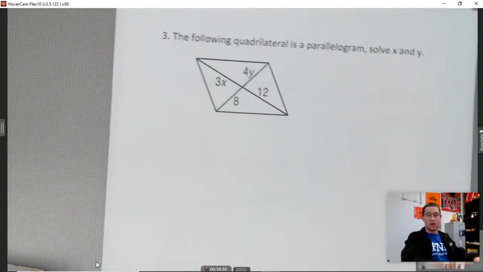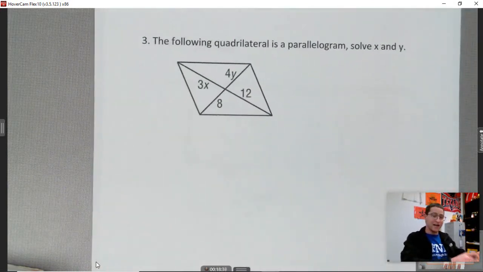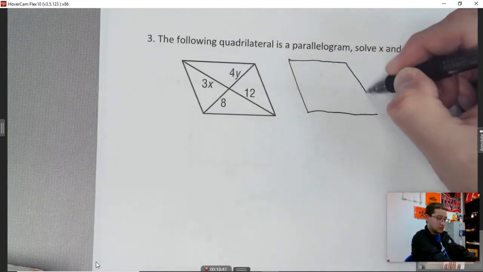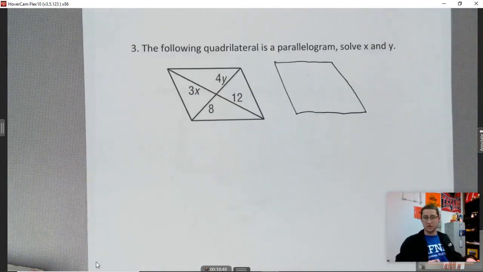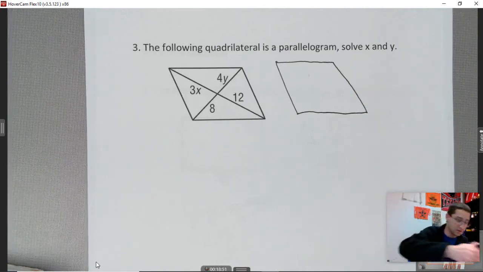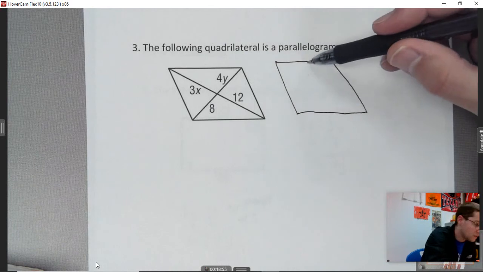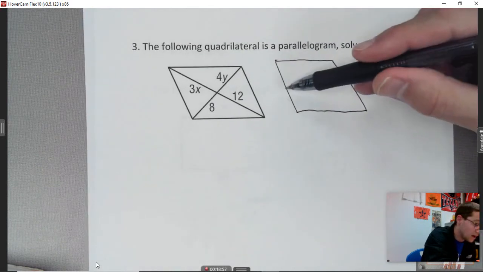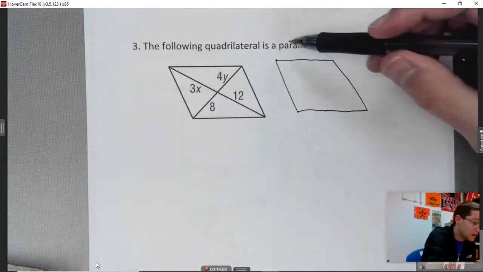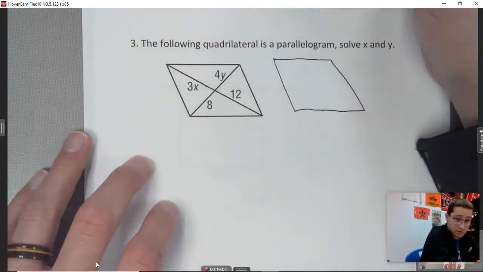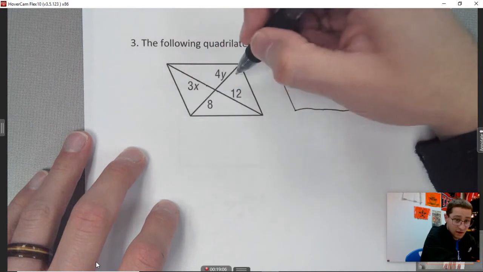The following quadrilateral is a parallelogram. Solve for x and y. All right, what do I know about this problem? Well, if we were to just write it plainly, as a quick sketch, ooh, that was awful. But you get the point. It should be a parallelogram. Man, that was bad. Oh well. And so we've got parallel lines here and here, and then parallel lines here and here. Notice I have my diagonals. These are my diagonals right there and right there.